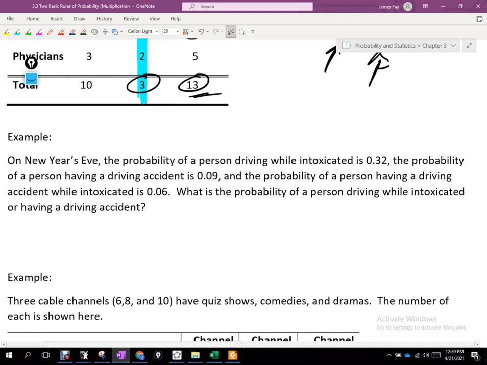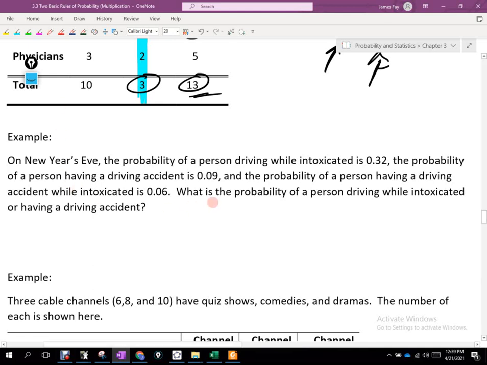It says New Year's Eve, the probability of a person driving while intoxicated is 0.32, 32% chance. The probability of a person having a driving accident is 9%. And the probability of a person having a driving accident while intoxicated is 6%. So what is the probability of a person driving while intoxicated or having a driving accident? In this situation, you cannot put in front of you 52 cards and say, highlight the ones that are red and the ones that are aces and see what the overlap is. I can't necessarily see that sample space and whether there's overlap here.